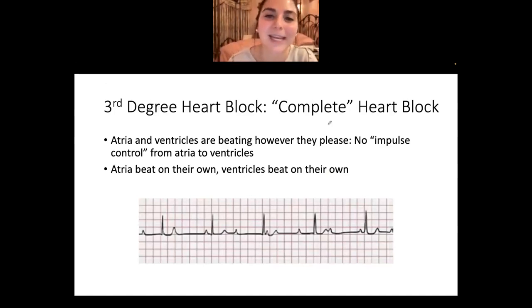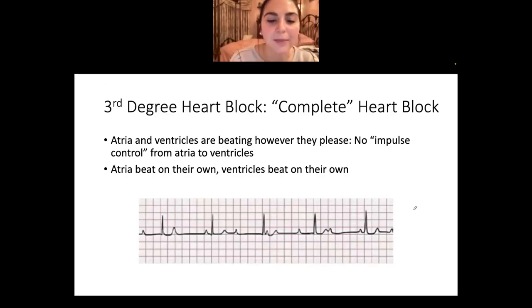And then Mobitz 3, complete. This is what I was telling you, can look very similar to AFib. I know it doesn't really look it right now because it's just 3 beats or 5 beats. But just keep in mind, if you look at an EKG and you're like, that doesn't look normal, is this AFib? What's going on here? My thing is when I look at an EKG and it looks so out of whack and I don't even know what's going on here, usually it's third degree heart block.